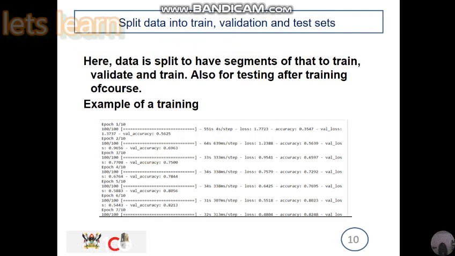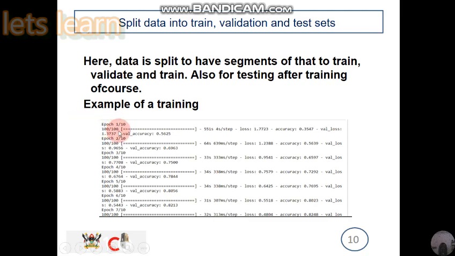So how did we split the data into the training, validation, and test? Here data is split into segments of the training, validation, and the testing part. Sorry about that. Also for testing after training, of course. For example, I can show you after all the testing.